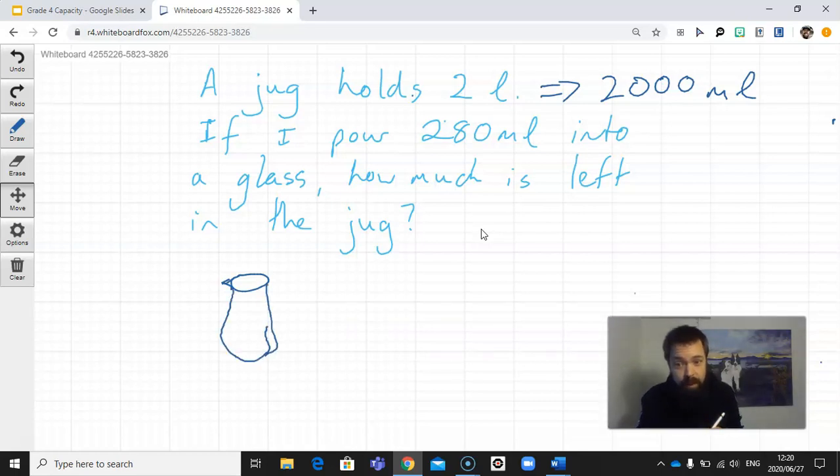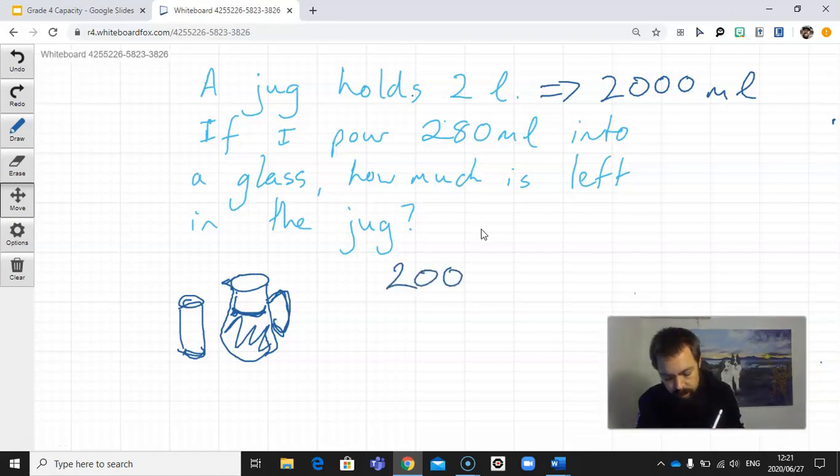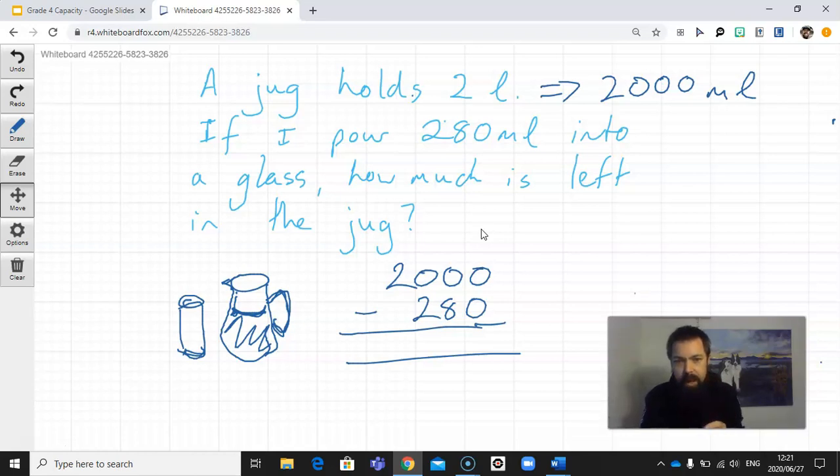Okay, so maths is something I'm good at, drawing is not. All right, there's my jug, and it's full, which is 2000, and then I pour 280 milliliters into this beautiful glass over here. So the lemonade level has gone down by a certain amount. In other words, it's a subtraction problem, it's a minus problem. So I've got 2000, I'm going to minus 280, and let's do that quickly to find out how much lemonade or whatever is left in the jug.